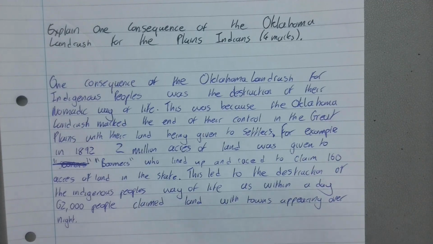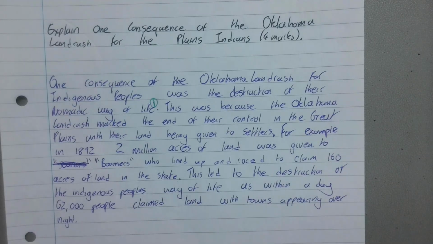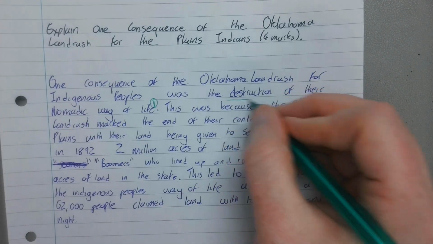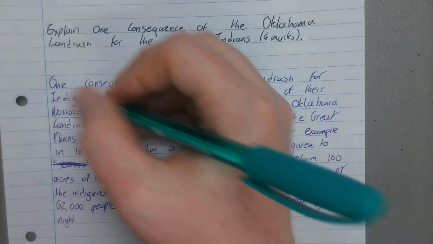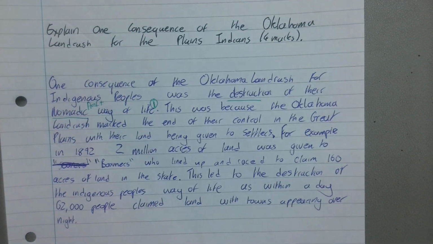Alright? So one consequence of the Oklahoma land rush for indigenous peoples was the destruction of their nomadic way of life. So there's 1 mark there. I have stated my consequence and I've used the word destruction. I've used the word nomadic lifestyle. So do you know what? You could probably squeeze in a bit of AO1 plus there.